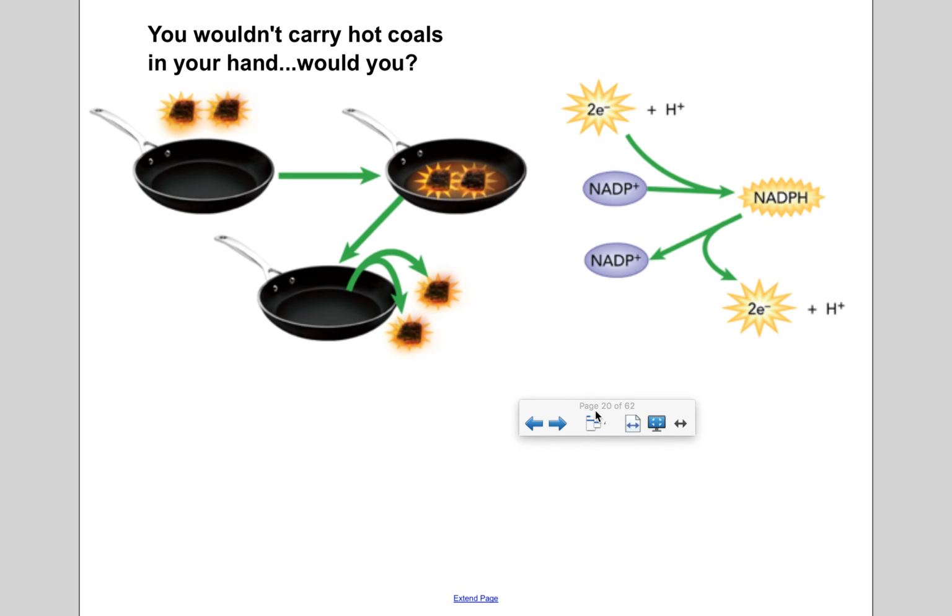I liked this figure in your book. It says, you wouldn't carry hot coals in your hand, would you? So imagine that these hot coals here are the electrons. You wouldn't, because it would burn your hand off. So we need something to carry these hot coals. And why are you carrying hot coals? I don't know. But here's our electron carrier, NADP+, which is basically the frying pan. And then our 2 electrons from the photon are the hot coals, and they're going to carry it, okay? Notice that it becomes NADPH, and it does have the ability to be converted back to NADP+, and drop off those electrons and protons somewhere for them to do some more work.